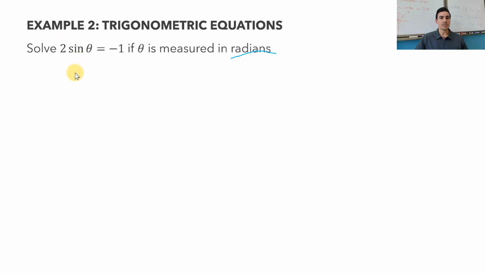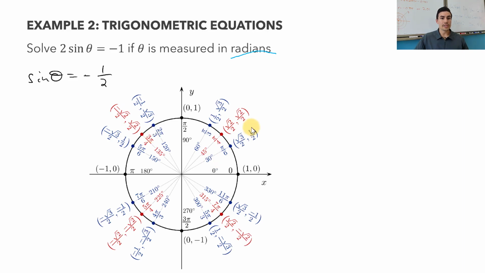I'm just going to divide by 2, and I get sine theta is equal to -1/2. Now looking at my unit circle here, where do I have a sine value of -1/2? Well, that's going to be right here at 7 pi over 6, and right here at 11 pi over 6, right? And I've got that sine value, that y value of -1/2.